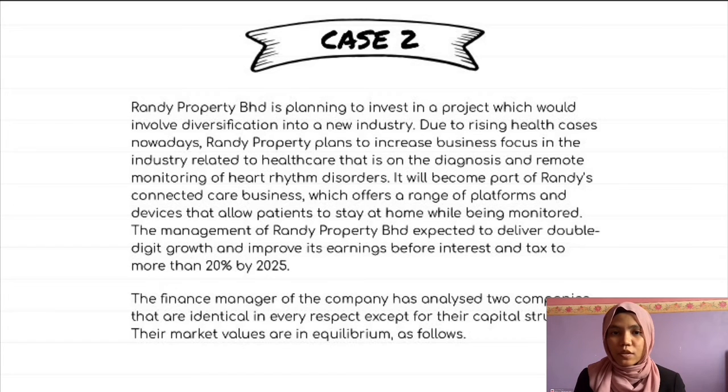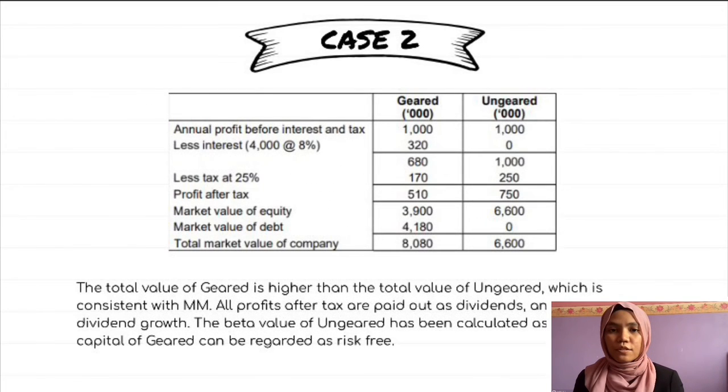The management of Randy Property Berhad is expected to deliver double-digit growth and improve its earnings before interest and tax to more than 20% by 2025. The finance manager of the company has analyzed two companies that are identical in every respect except for their capital structure. Their market values are in equilibrium as follows. So this is the table given.